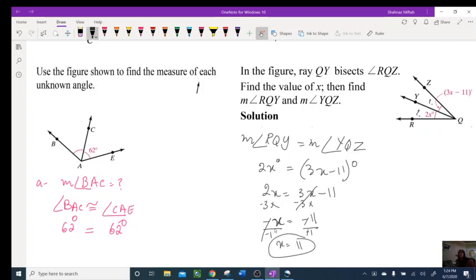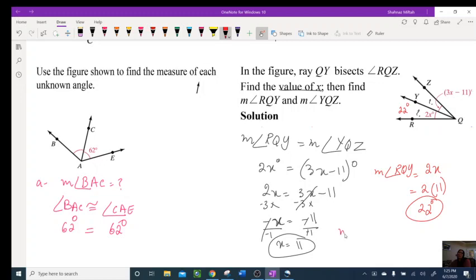So they said find the value of x. We did. That's the first thing, the first question that we answer. Now they said find the angles. So I'm going to plug in, for example, the measurement of angle RQY is equal to 2x. So plug in 11 for x, and it's going to give me 22 degrees. So this one is 22 degrees.